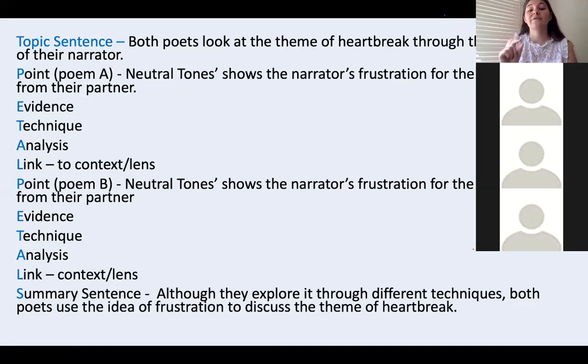Okay, now what I've done in that summary sentence is I've made sure that I've linked again the idea of frustration to heartbreak, because the real exam question is heartbreak. And I need to make sure that I tell my examiners, I know I just talked about frustration, but I'm talking about frustration because frustration is part of heartbreak. Okay, and that's what I do in my summary sentence. All right, okay, so that is my petals.